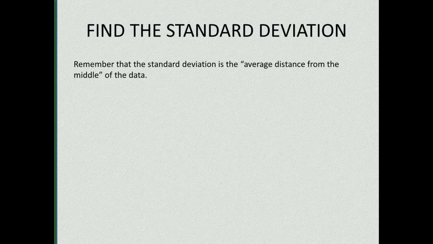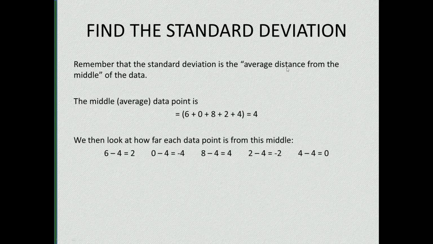Remember that standard deviation is average distance from the middle, and so let's look at the middle of the data. The data were 6, 0, 8, 2, and 4. The average person in our sample got 4 hours of sleep. We then look at distances from the middle. The first person in our study, Alfonso, got 6 hours of sleep. That's 2 hours above average.